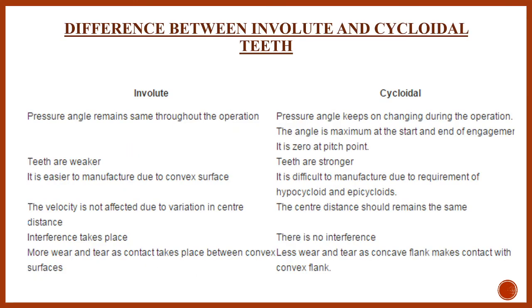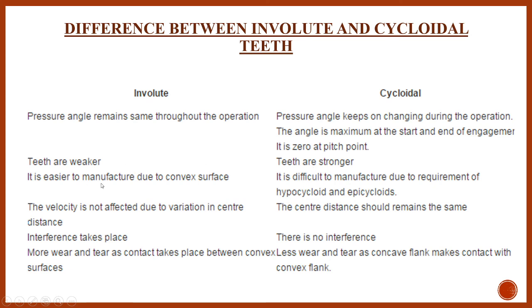The difference between the involute gear tooth profile and the cycloid tooth profile: in the involute gear tooth profile, the pressure angle remains the same throughout the operation, but in case of the cycloid tooth profile, at the start and at the end of the contact, the pressure angle changes. That's why you'll find a sudden jerk at the start and at the end. Next, involute teeth are weaker because of the narrow flank, and cycloid teeth, which are broad, are stronger as compared to the involute gear tooth profile.